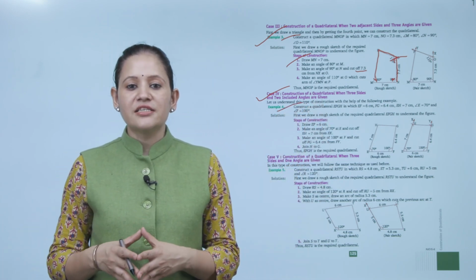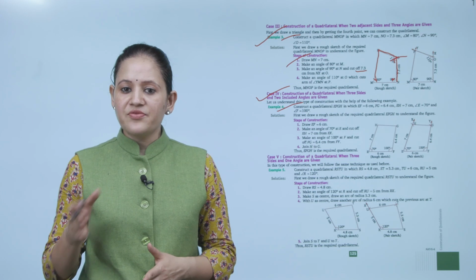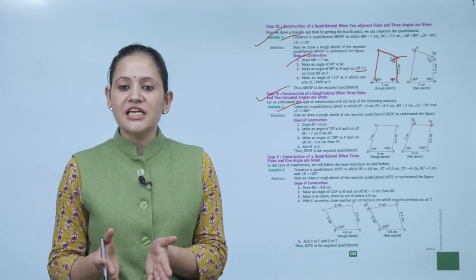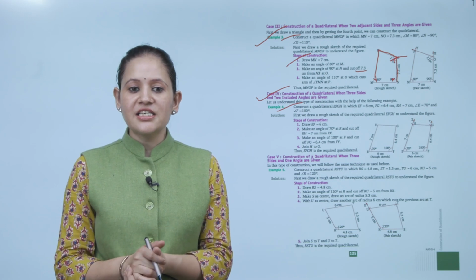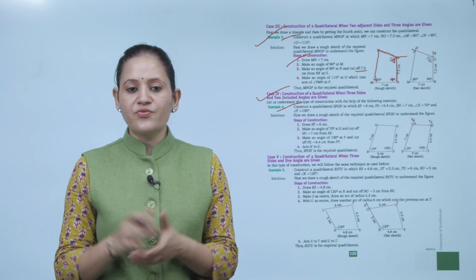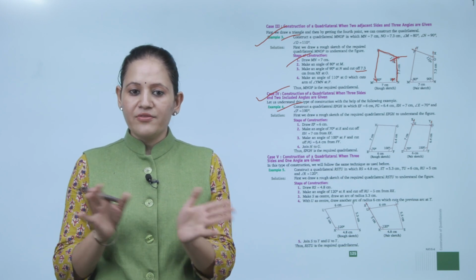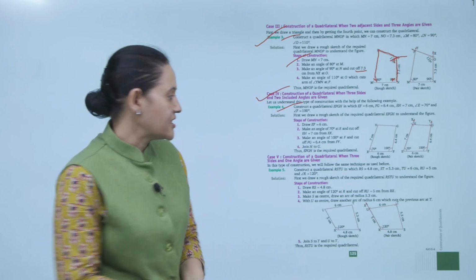Construct a quadrilateral EFGH in which EF is 6 cm, FG is 6.4 cm, EH is 7 cm, angle E is 70 degrees, angle F is 100 degrees. So first we'll draw the rough sketch of the quadrilateral to get the idea of the figure. Next, steps of construction.